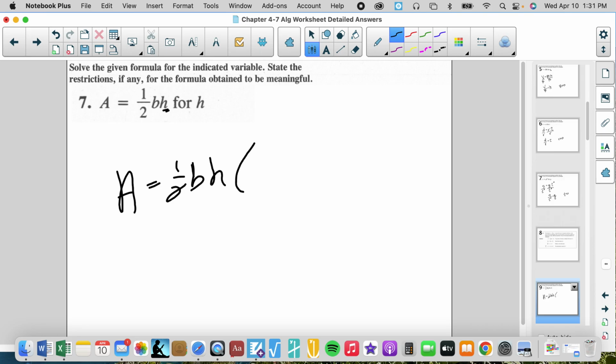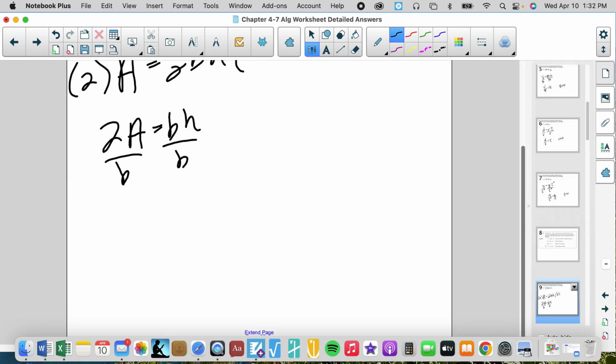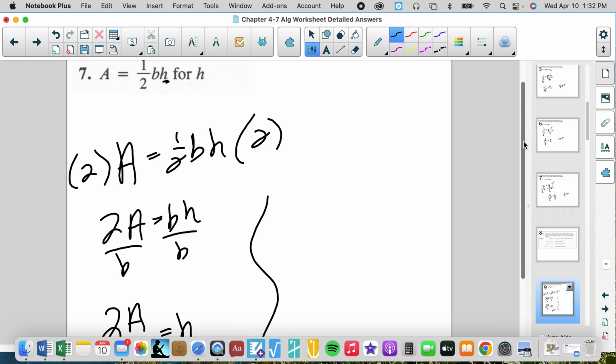Let's get rid of the 1/2. We're going to multiply by 2. So we get 2a equals height times the quantity a plus b. And then we're going to divide by the quantity a plus b, and you get twice the area divided by the sum of the bases equals the height, where the sum of the bases cannot equal 0. That's one way of doing that. We could have done it in one fell swoop.